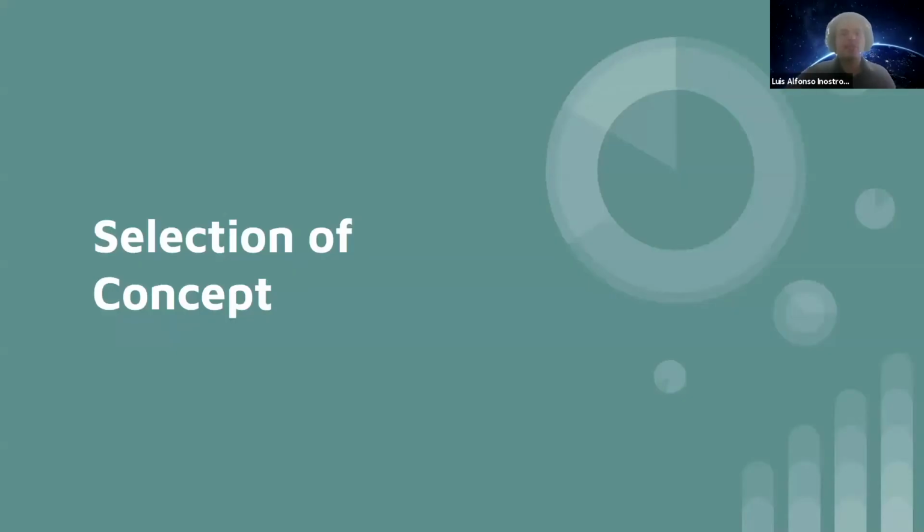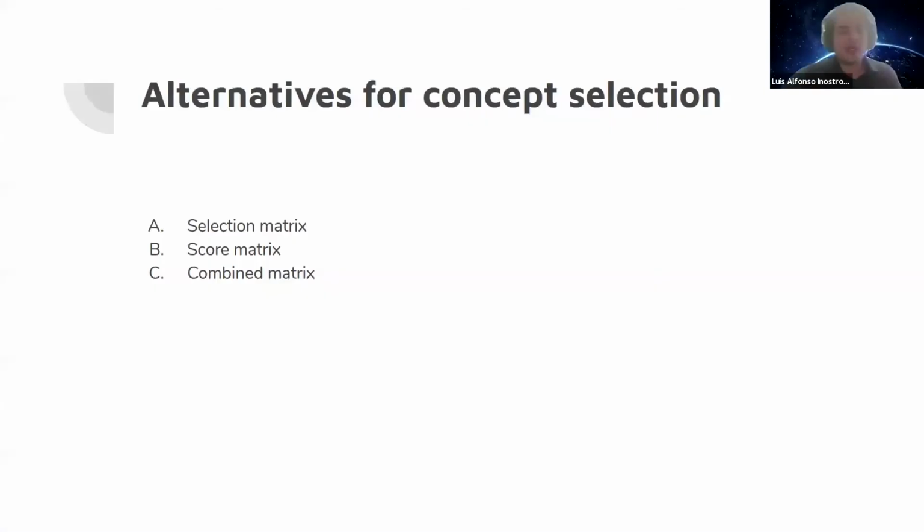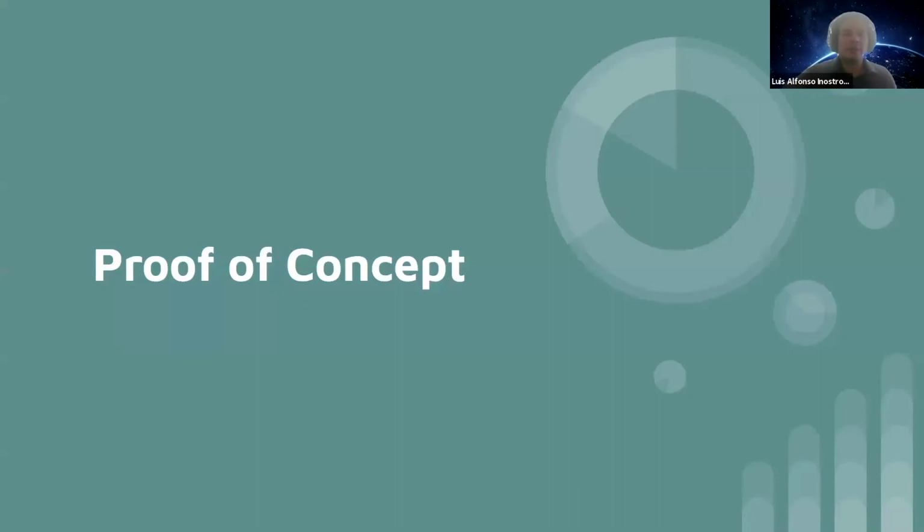Then the selection of concept. Here is where we are going to know which of our concepts are better. For example, we have three tools to do this: the selection matrix, the sort matrix, and the combined matrix. These matrices give a score to each of our concepts and will help us know which is better and which we should choose. And I say should because we are not completely committed to selecting one now. We can do it after we do the proof of concept.